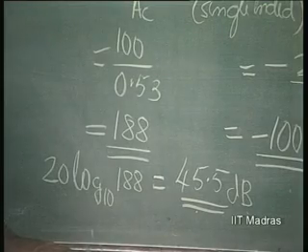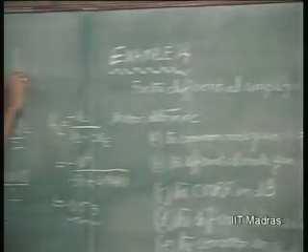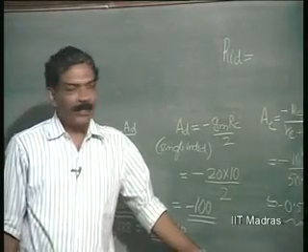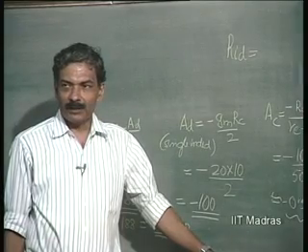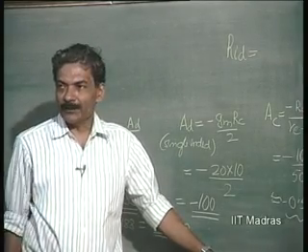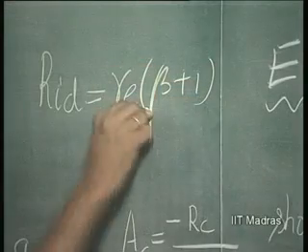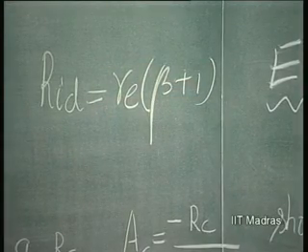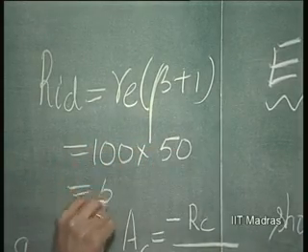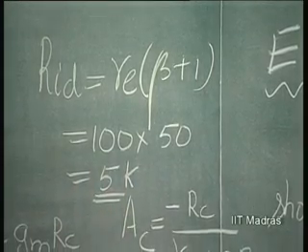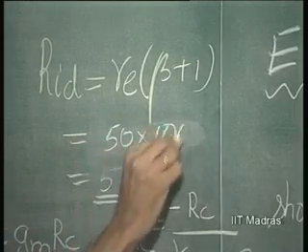Then we would like to find out the differential mode input resistance, RID. In the differential mode operation, we said the emitter is grounded. So, emitter is grounded, we have concluded. Therefore, these are two different common emitter amplifiers, and in a common emitter amplifier, the input impedance is RE into beta plus 1, because we are looking at the input from the base. So, this is 50 into 100, which is 5 K.